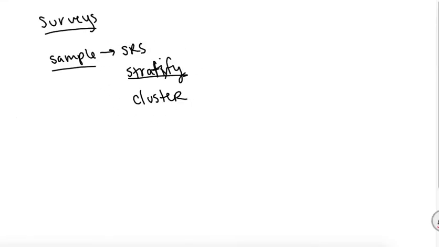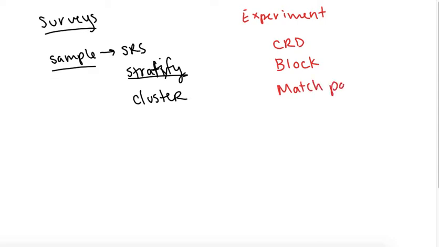So again, this should be similar to what we did here. If we had surveys here and we're sampling, and an experiment here, we would have our completely randomized design. Stratifying would be like a block design, and cluster would be like a matched pair. Okay? Clusters can be bigger than 2. Matched pair is typically just 2 experimental units in a group.